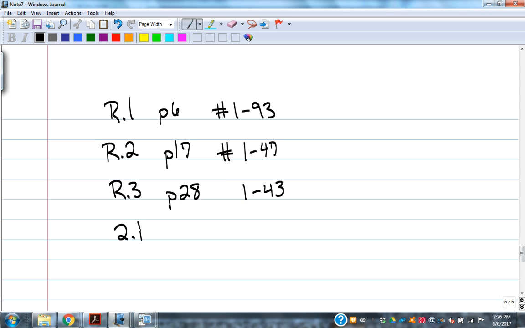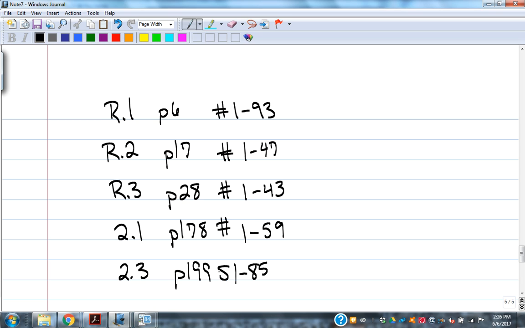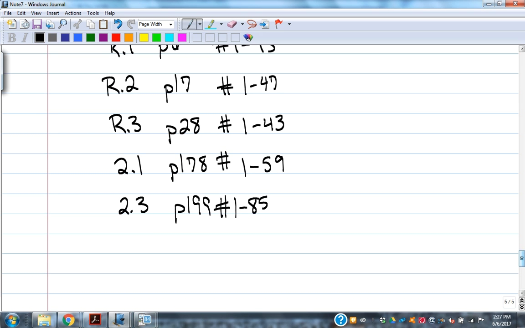Then 2.1, that was the rectangular coordinates that we talked about and graphing lines. 1 through 59, a lot of different stuff in that one. And then 2.3 is the next section we covered. Page 199, 1 through 85. I would suggest you only work on the odd ones because in your textbook you'll have the answers to the odd ones that you can check yourself with. So odds, obviously, because if you know what you're trying to get as an answer, you've got a better shot at it.